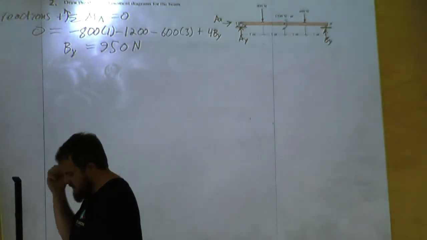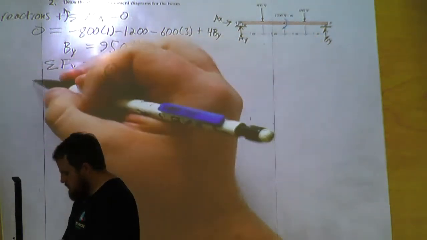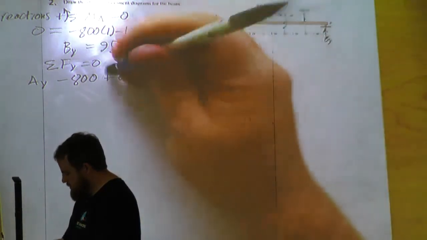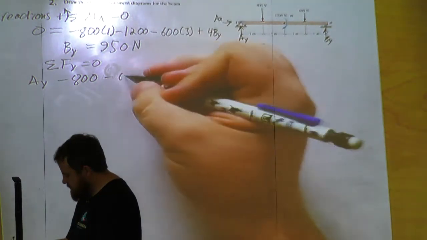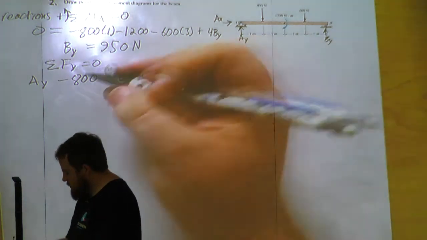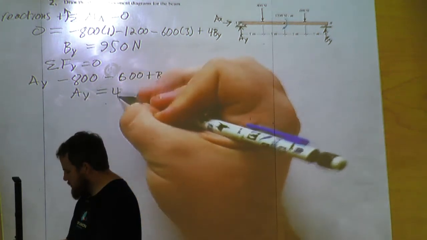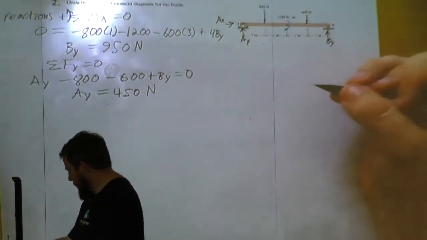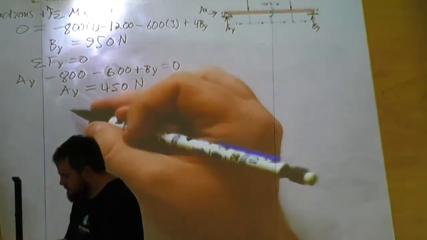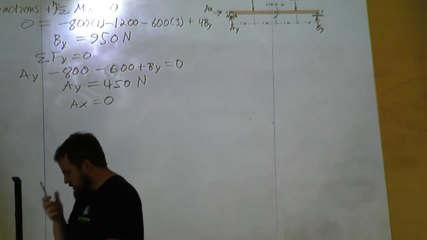Okay? So now since we have that, we can solve for AY by just doing sum of the forces in Y equals 0. So AY minus 800 minus 600, my bad, plus BY equals 0. So I'm going to plug that in. So AY equals 450 newtons, right? And then sum of the forces in X, AX equals 0. Okay, so from there we can start our shear moment diagrams.